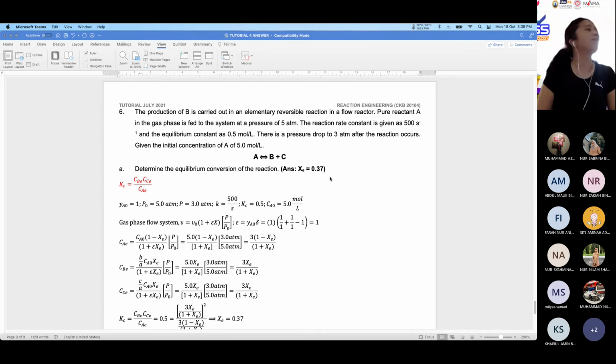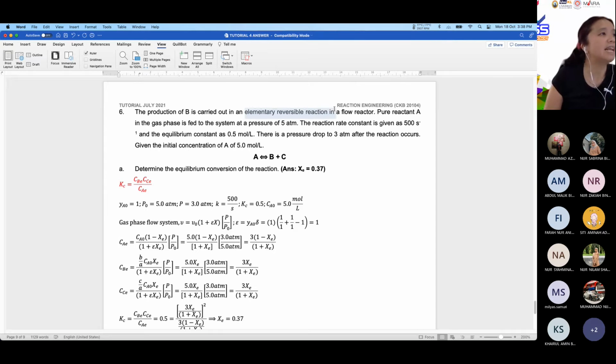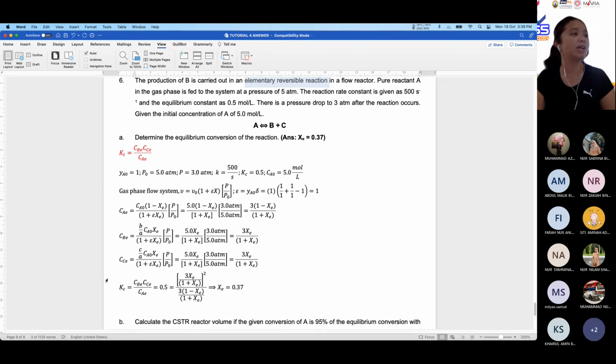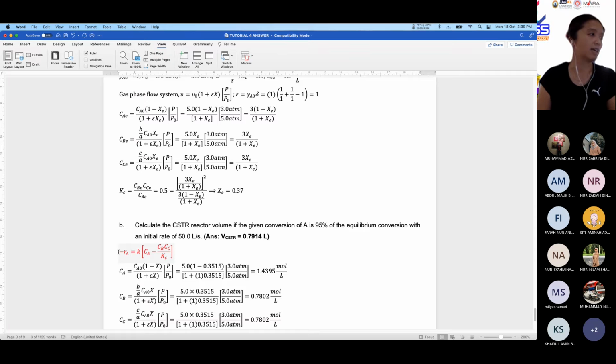Okay, so let us try this question. The production of B is carried out in an elementary reversible reaction. Okay, so sama je. Reversible reaction ada elementary, non-elementary. Kalau non-elementary, rate law dia akan diberi. Okay, kalau elementary, dia dah tak sama macam elementary irreversible. Elementary reversible berbeza dengan elementary irreversible. Meaning, kamu dah tak boleh tengok sebarangan stoichiometric coefficient dia. Tapi rate law dia ada specific rate law, which is, okay, saya cover sikit kat part ni. Okay. Rate law dia akan diberi sebagai, dalam notes pun ada, tapi saya repeat balik.